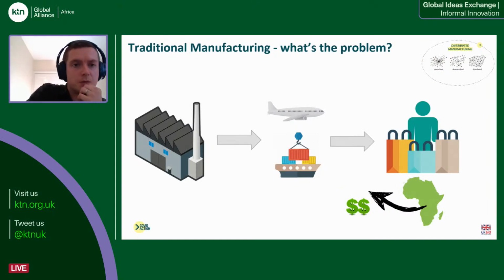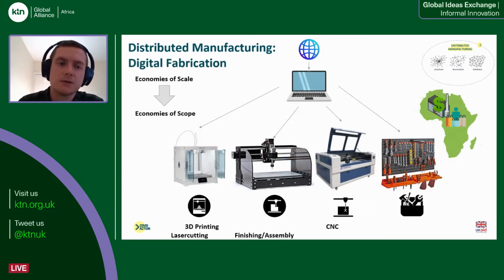One possible way through this is distributed manufacturing. Distributed manufacturing is about utilizing technology and communications to localize production as close to the consumer as possible. A key part of this is digital fabrication, so we can share designs and expertise from anywhere in the world. And with this, we get economies of scale instead of just economies of scope. You can make a wide range of products with the equipment that you have.